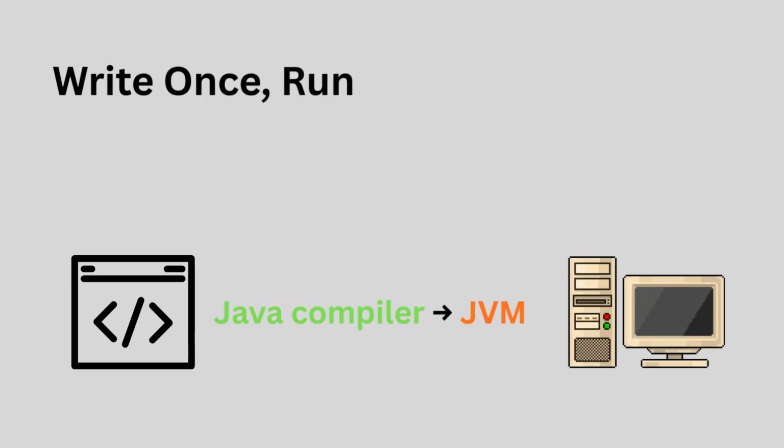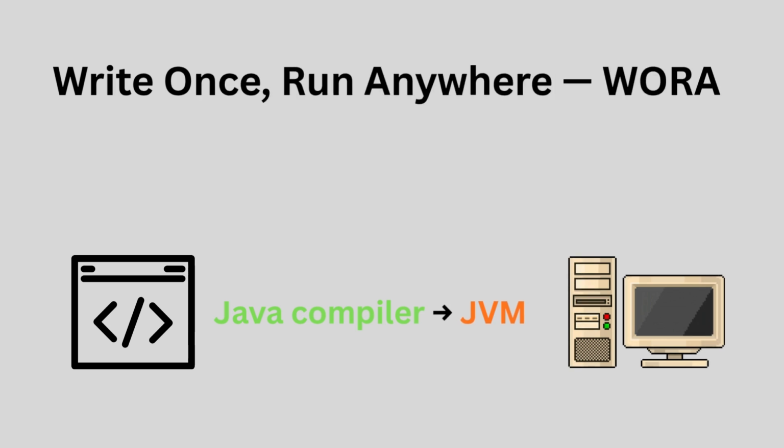Java follows the rule: write once, run anywhere. When you write Java code, it is first compiled into bytecode. This bytecode runs on the Java Virtual Machine, also known as the JVM, which allows Java programs to work on any device. Here is a simple Java program.